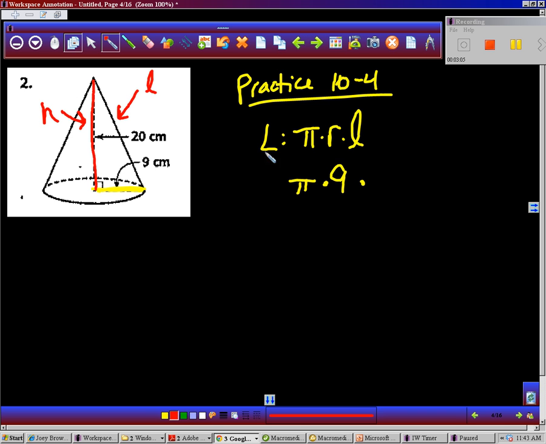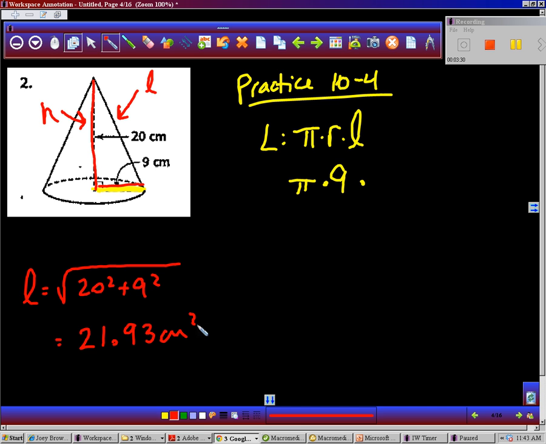So now we have to figure out the slant height. You're just going to use the Pythagorean theorem. So you're going to take the square root of 20 squared plus 9 squared. Daniel Qualls, what did you get? 21.93. 21.93 centimeters, just centimeters. Yeah, you don't square this. Okay? So that's the slant height. So you take that number and you put it in for L, 21.93.